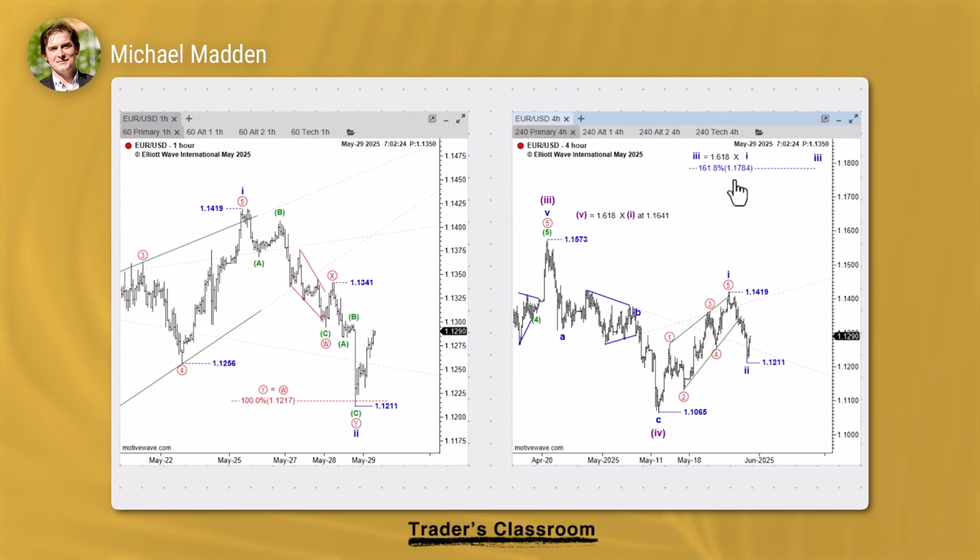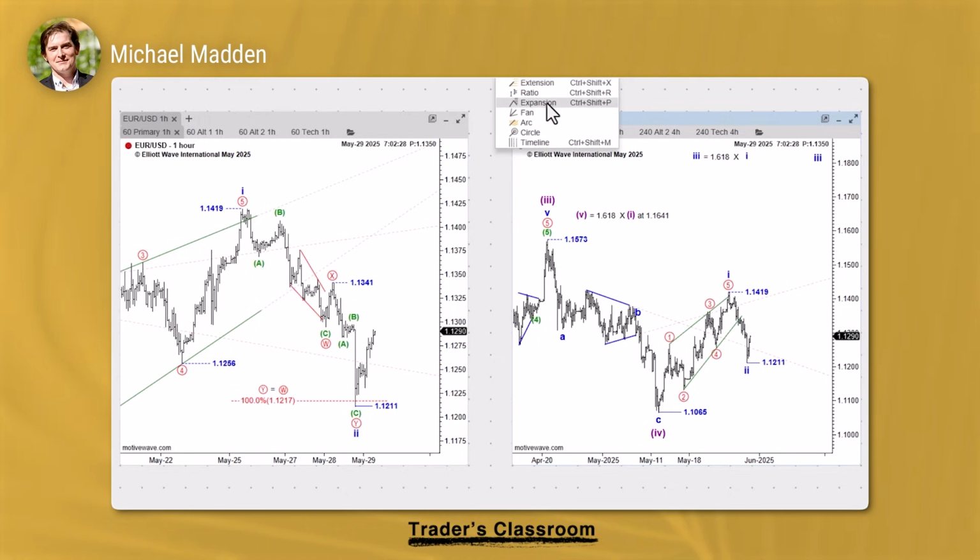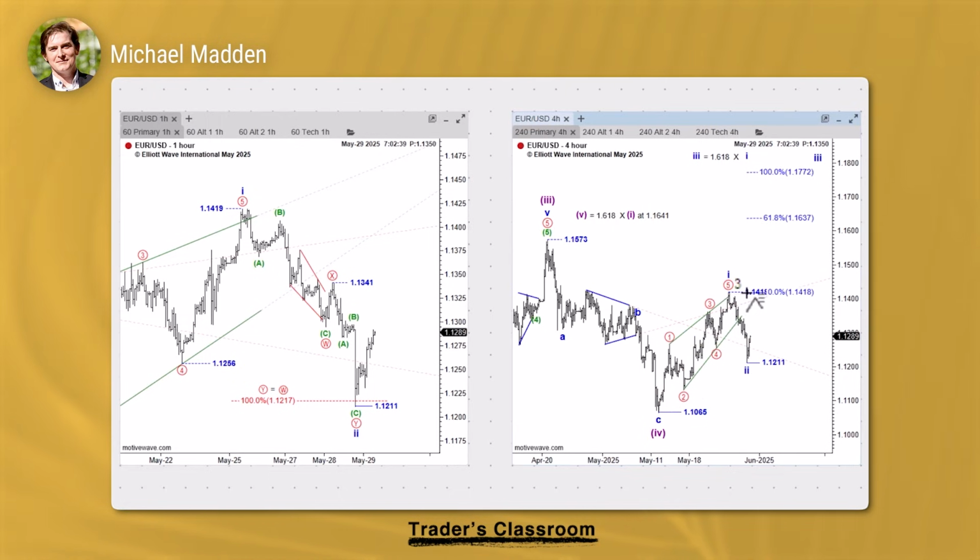So to do that, we get our Fibonacci tool, which could be called extension, expansion, projection, and it's going to have 3 points of contact, where we take the origin of the move, which was 110.65, then we take the end of the move for wave 1, and then the third point is the end of wave 2. And you'll notice that within my Fibonacci grid here, I have the 61.8%, 100%, and 161.8.